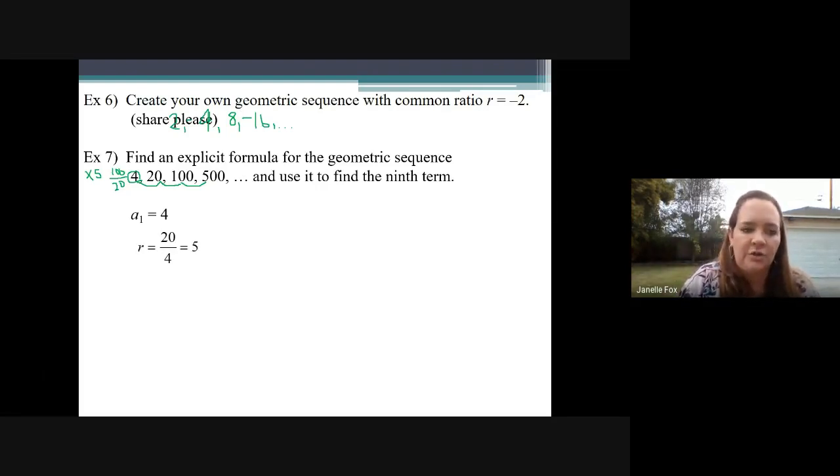I decided up here to do 100 divided by 20. Down here on the PowerPoint, I did 20 divided by 4. Guys, it's going to work every time, right? It doesn't matter which terms you use. So 5 is totally our common ratio. Okay, and then here is our formula.